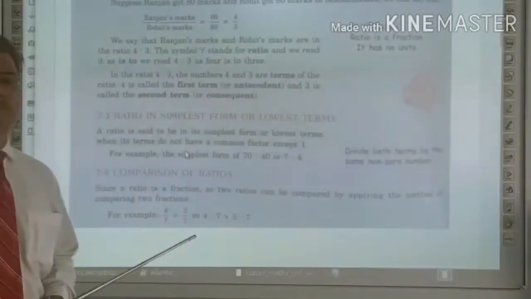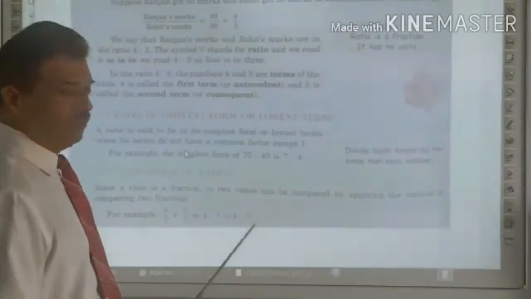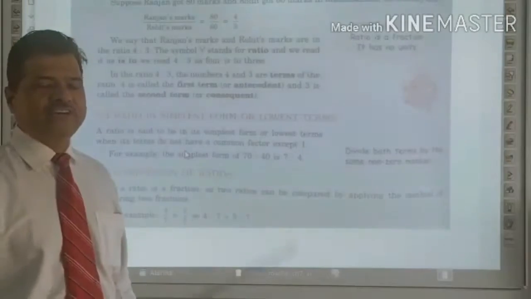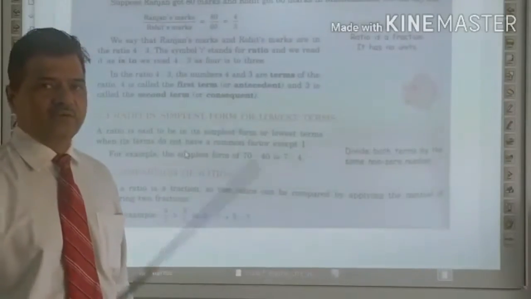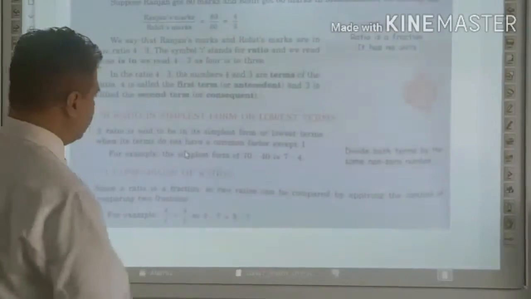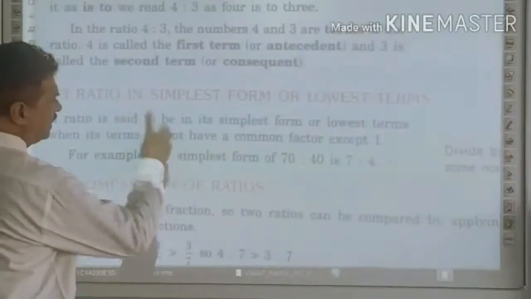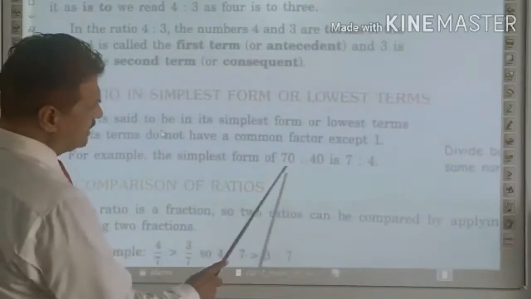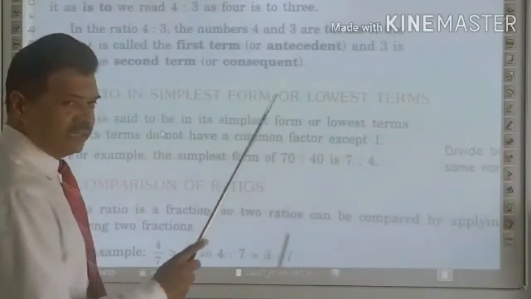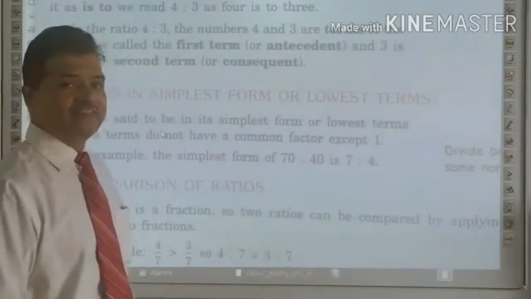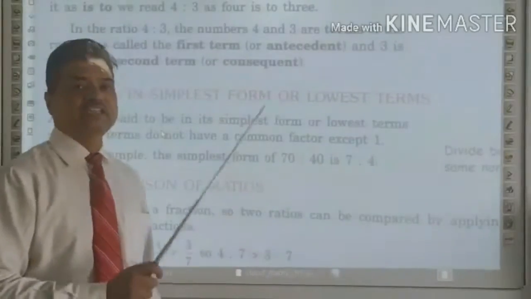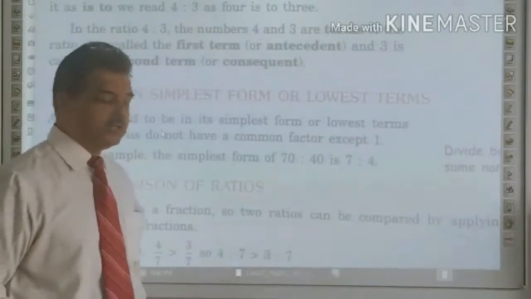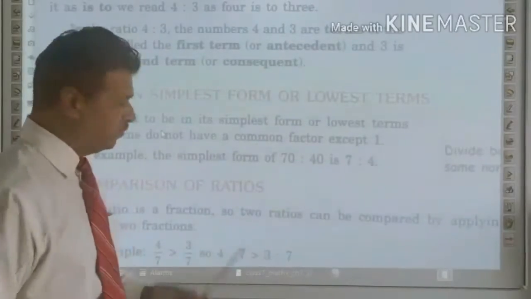Ratio in simplest form. When we divide both quantities, first and second, by the same number. For example, first is 70 and second is 40. When we cut it by 10, then we get 7 and 4. First number is 7, second number is 4. So the ratio is 7 ratio 4.